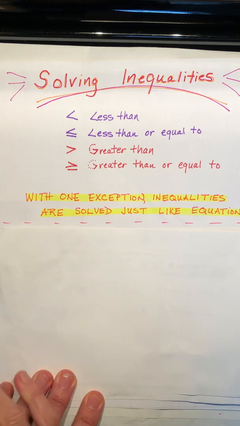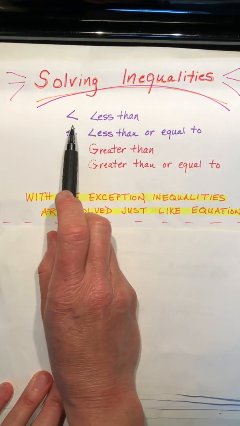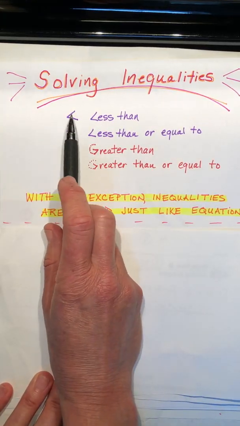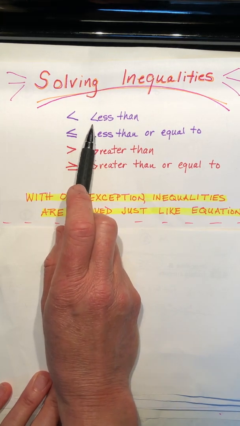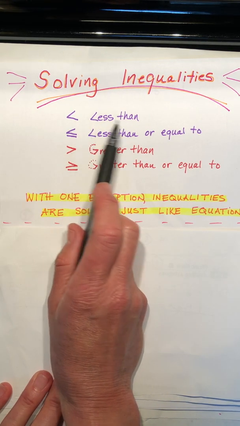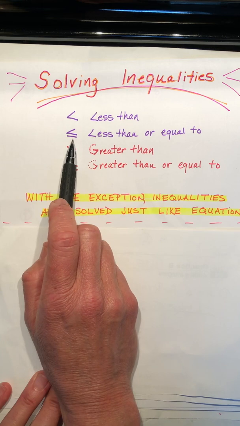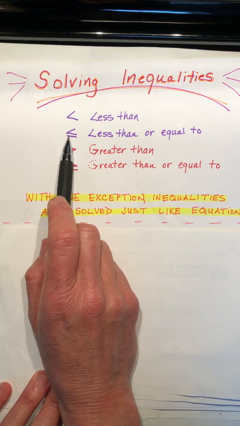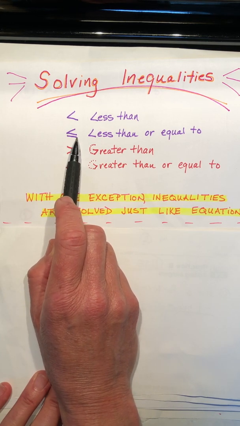So, solving inequalities. Here's our first inequality symbol. And remember that less than symbol kind of looks like a capital L in the word less. So less than. Here we have less than or equal to. Remember that line underneath means or equal to.